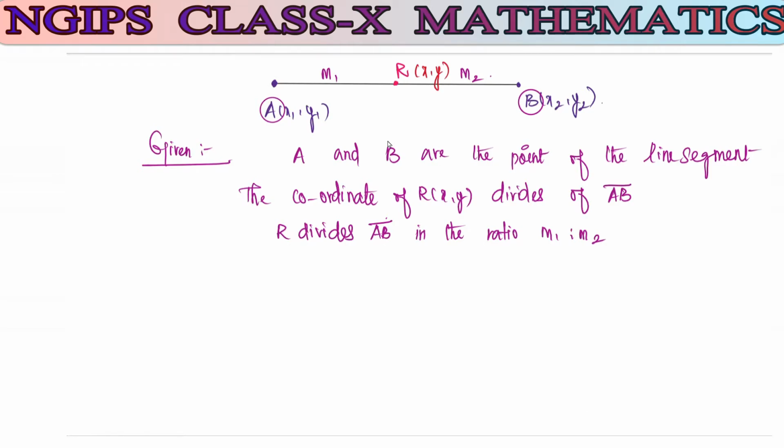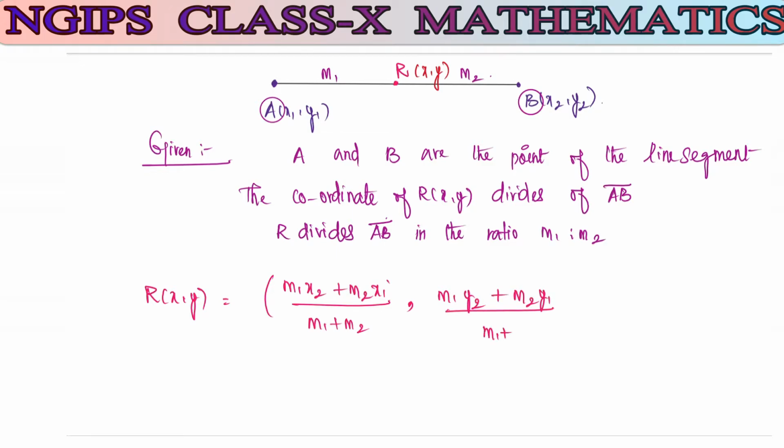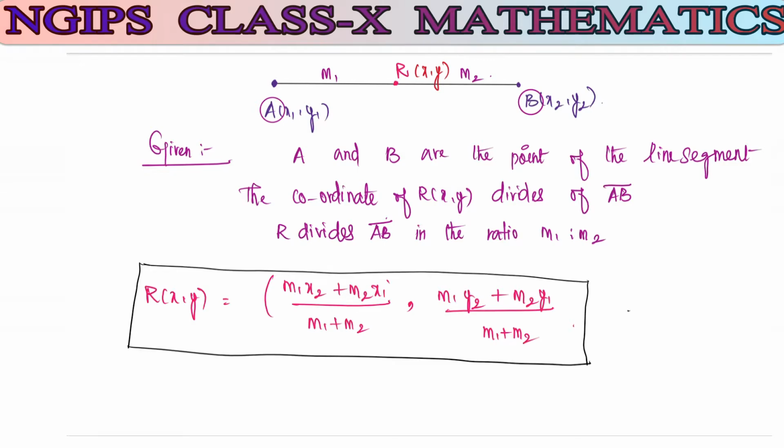Now by using this formula we are going to find R of (x, y), which is equal to (m1 x2 plus m2 x1) divided by (m1 plus m2), comma, (m1 y2 plus m2 y1) divided by (m1 plus m2). This is the formula to find the coordinates of R, which divides the line joining the points A and B internally in the ratio m1:m2. This formula is called the section formula.